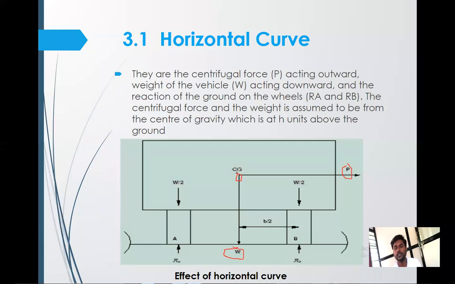Always the centrifugal force and weight of the vehicle are assumed to act from the center of gravity, and it is at this height from the surface of the road up to the CG. This height is taken as small h. From the surface of the road to the CG of the vehicle, that height is taken as h units. Here it is given as h.